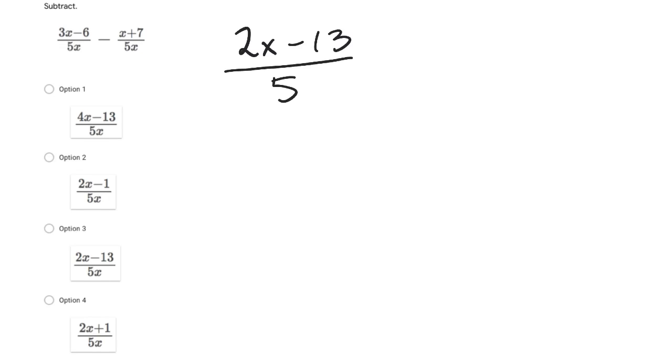And then we just bring our 5x over, and that's it. That's all there is to it. So you combine the numerators, you're doing a subtraction, and just leave the denominator as 5x.